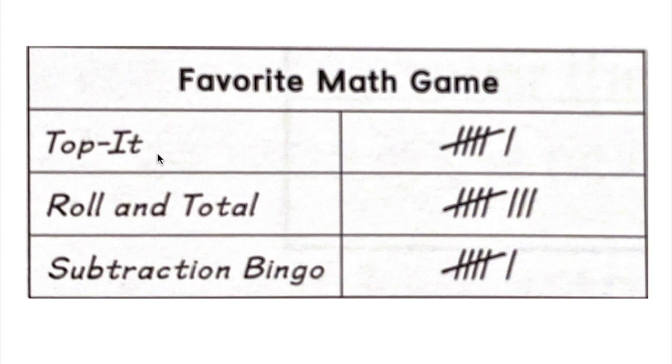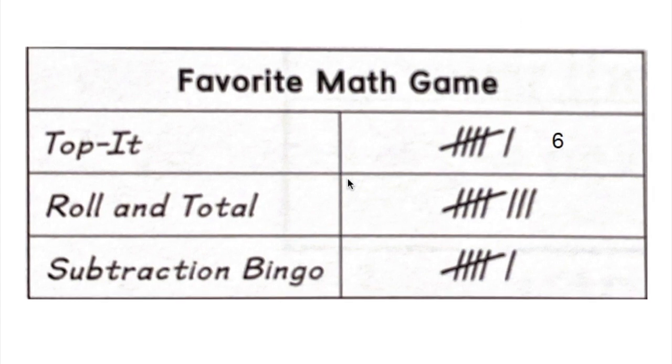For Top It, these tallies represent the people that chose that game. That's their favorite math game. So remember, there are 5 tallies in a bunch. So we have 5 here, and then one more is 6. 6 people chose Top It as their favorite math game.